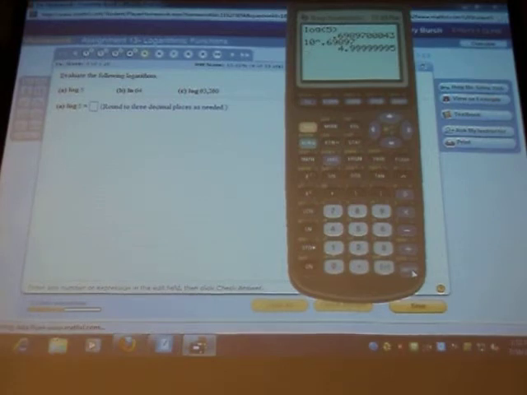Now it says go out 3 decimal places. Do we have to round up? Yes, I would go 0.699 here on mine.